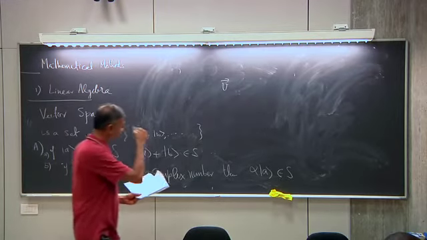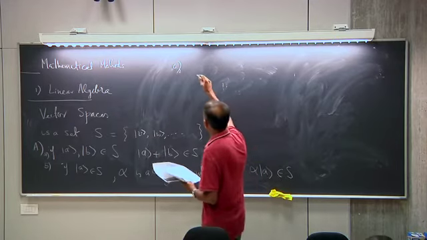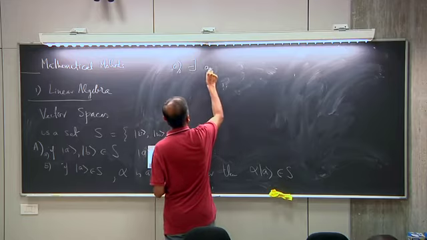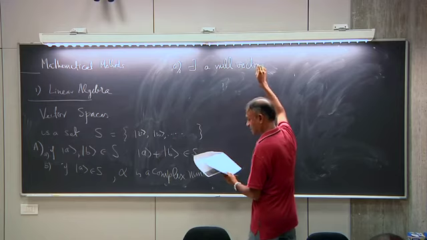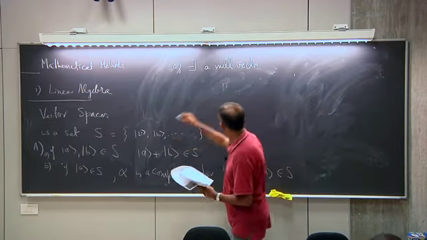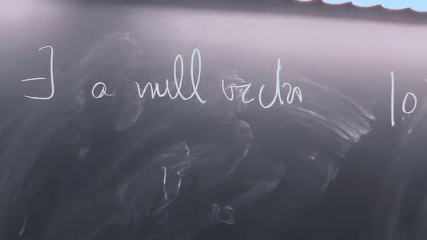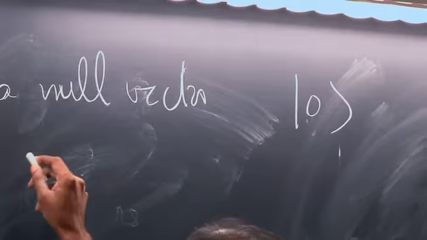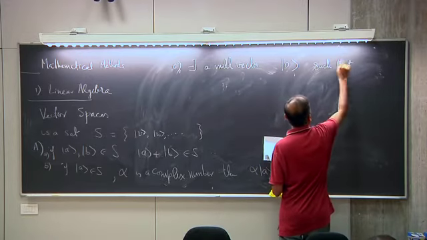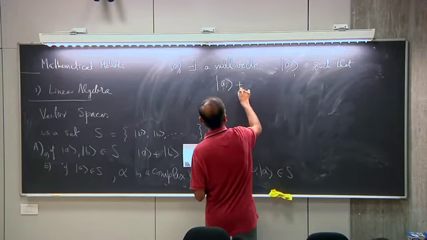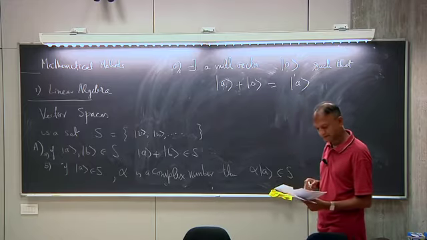Then the third one, C, that there exists a null vector. And since I'm using this notation, I will denote this by 0. This will be the null vector. The property of that, I mean this is a definition of that: for any vector A, you add 0, you get again A. That's the definition.